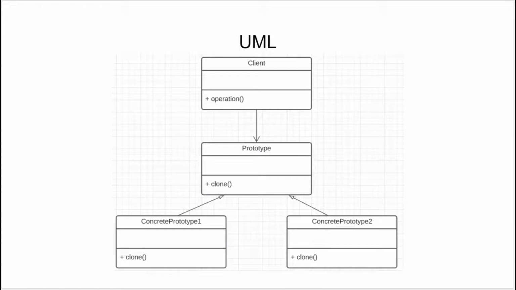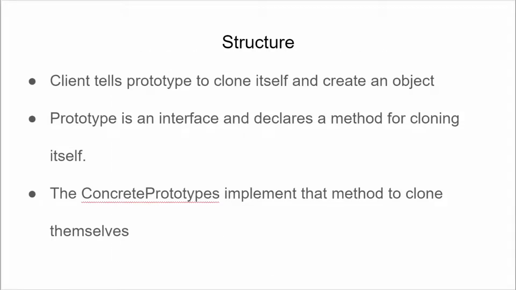Here is a UML class diagram of the prototype design pattern. Now, onto the structure of the prototype design pattern. The client tells the prototype class to clone itself and create an object. The prototype is an interface and it declares a method for cloning itself. The concrete prototypes implement that method to clone themselves.